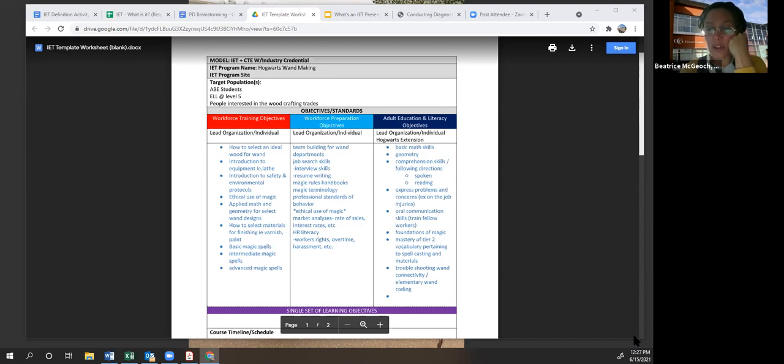And then troubleshooting wand connectivity and elementary wand coding are kind of like, you know, your digital literacy for the spell world.